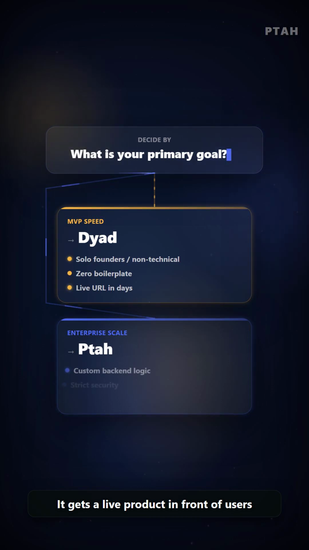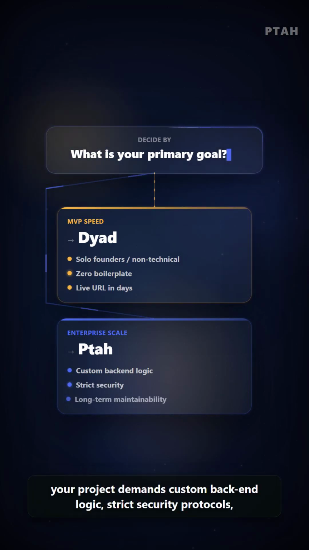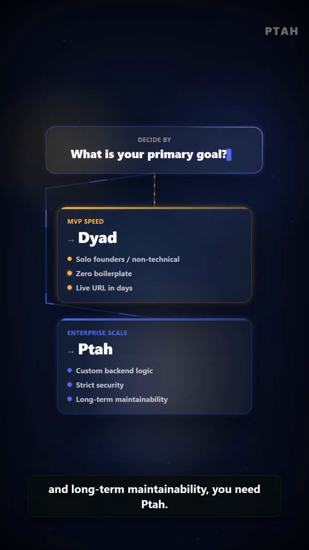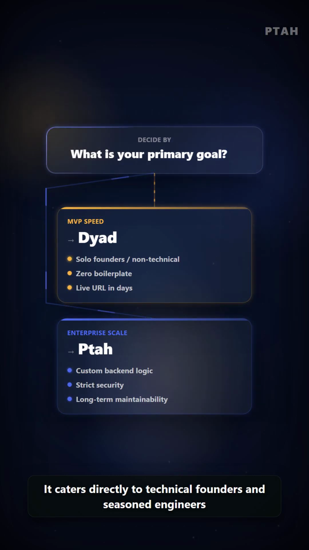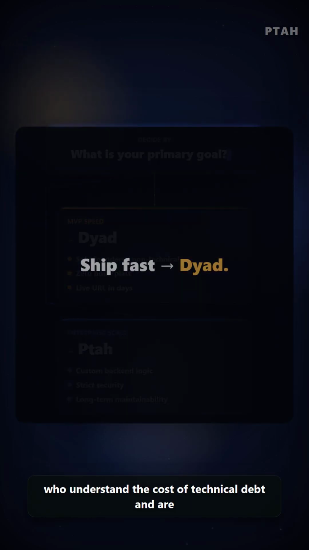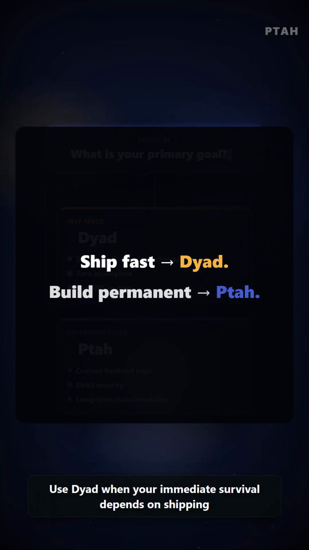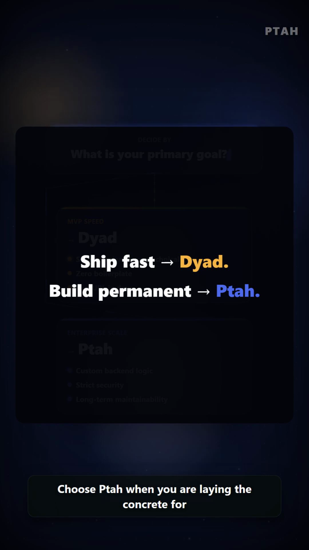However, if you follow the enterprise scale branch, where your project demands custom backend logic, strict security protocols, and long-term maintainability, you need Ptah. It caters directly to technical founders and seasoned engineers who understand the cost of technical debt and are fully prepared to manage an AI workforce to enforce architectural standards. Use Dyad when your immediate survival depends on shipping fast. Choose Ptah when you are laying the concrete for a permanent engineering organization.